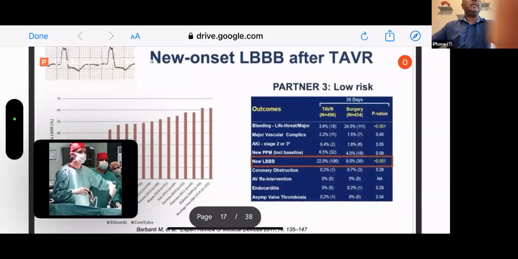So then let's look at the new onset left bundle branch block. Right, so the incidence of new left bundle branch block in patients after TAVR as opposed to if they had a surgery is 22% overall. Like I said, if you now want to divide it into Medtronic core valve versus SAPIEN valve, you now see the variation. But this is just telling you that overall you're likely going to have new onset left bundle branch block after TAVR compared to surgery, as noted by Babanti et al. in 2017.